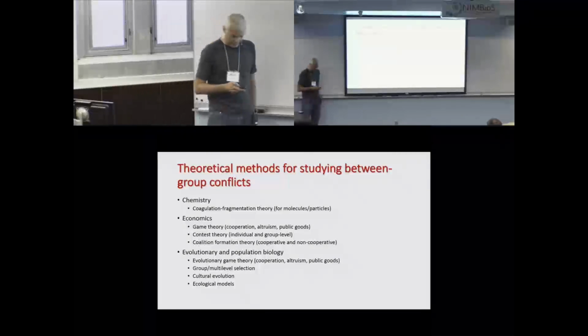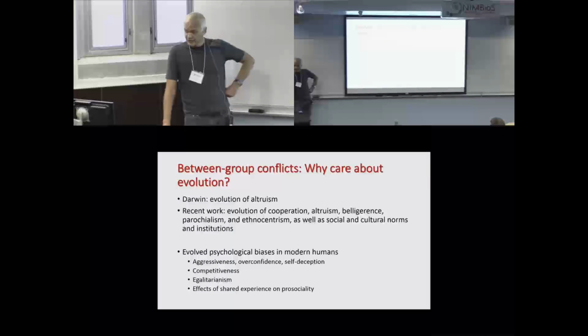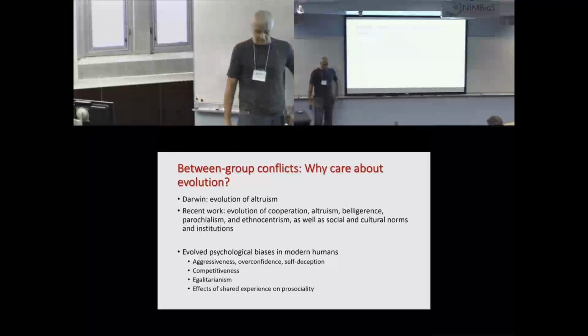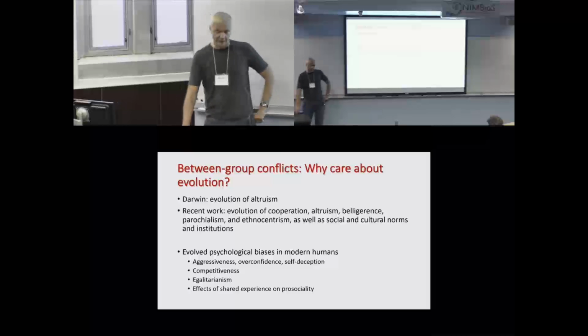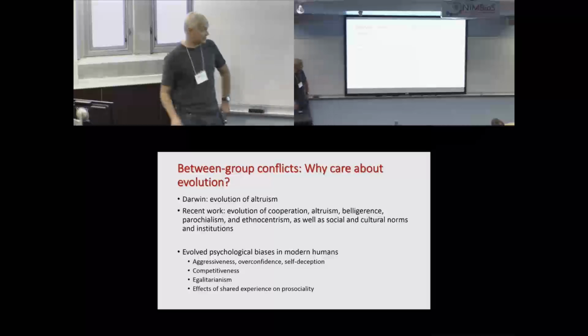Here I have evolutionary biology. So now the question is why care about evolution, and why use these mathematical models coming from evolutionary biology? Well, first of all, some of the things that are involved in warfare, like cooperation and altruism, presumably these behaviors evolved under ancestral conditions of warfare, if we accept this idea.